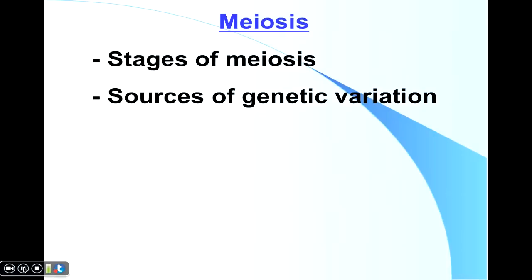This video will explore meiosis, which is a special type of nuclear division that occurs during the formation of reproductive cells, such as sperm and eggs. We'll also explore how meiosis serves as a source of genetic variation within populations.